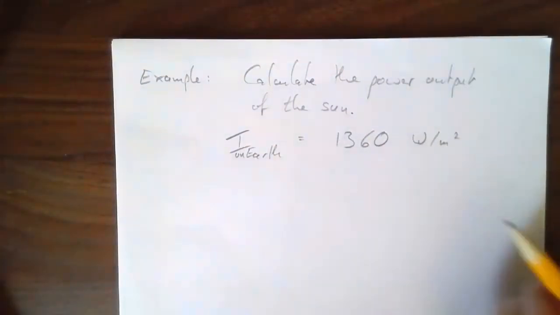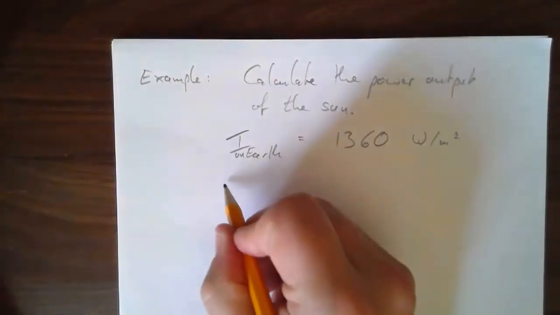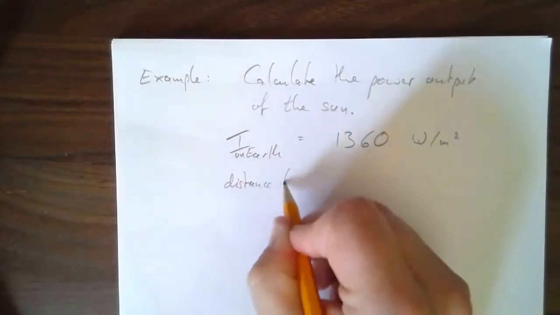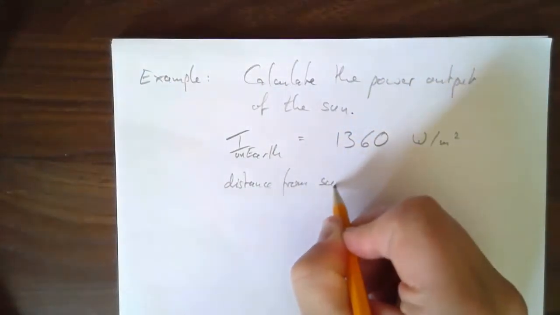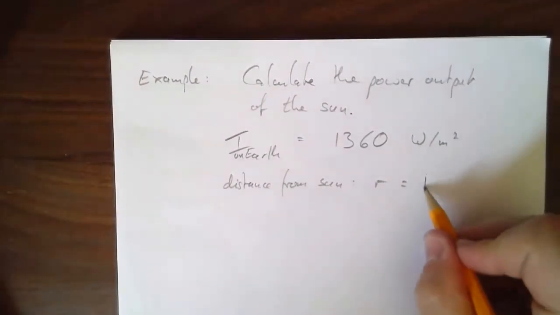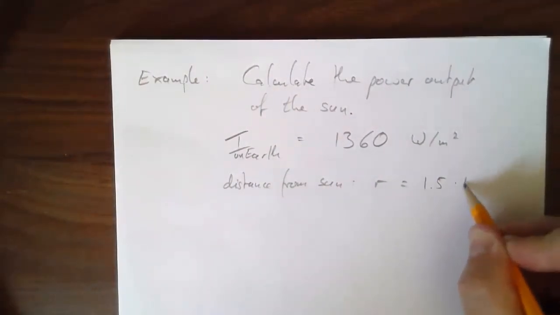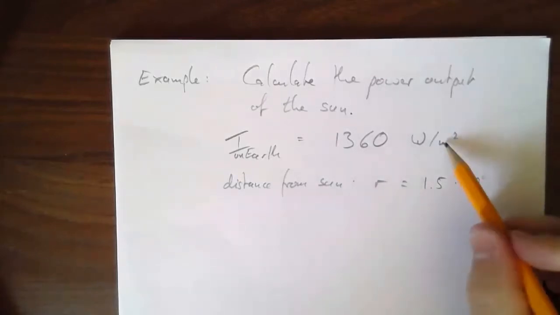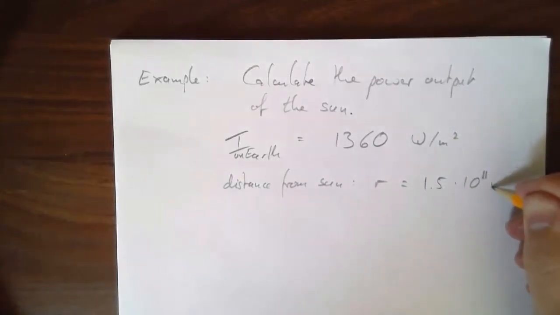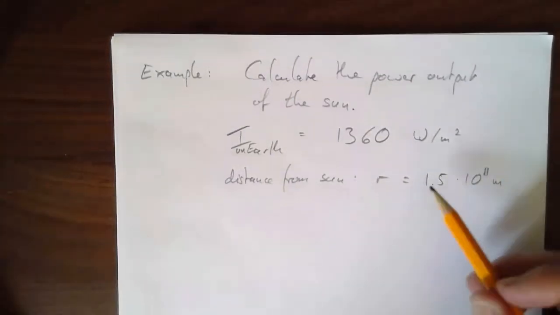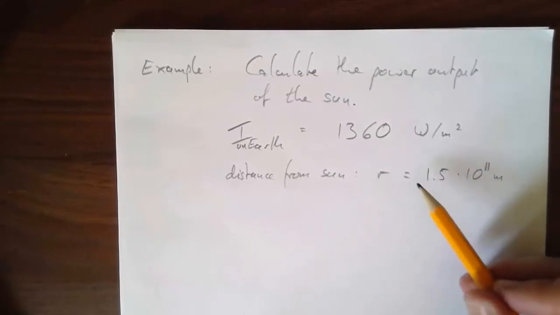The other information we need is how far we are from the sun. So distance from sun, r, is equal to about 1.5 times 10 to the 8 kilometers. Let's switch to meters because we have meters squared, so 1.5 times 10 to the 11 meters, 150 million kilometers. That is the distance of the Earth from the sun.